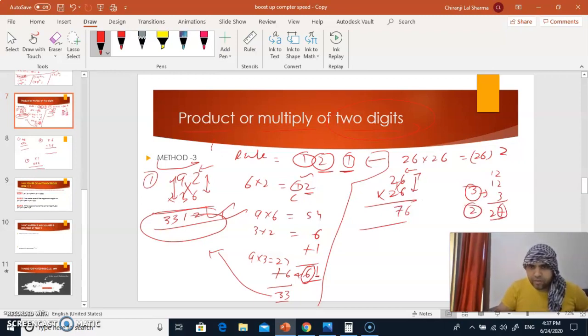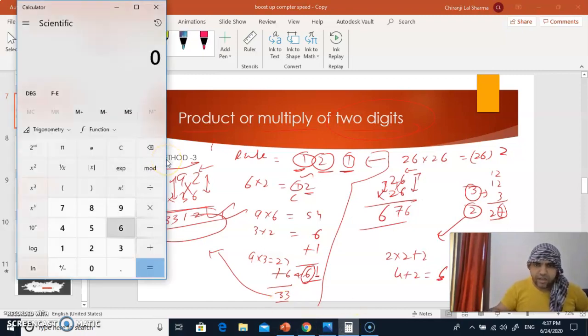Okay, now apply this 1. How you will do? This 2 times 2, and add this carry plus 2. So you will get 4 plus 2 is equals to 6. So you write it 6. So it is 676 is the answer. Let's check quickly. It is 26 times 26. You can see in the calculator it is 676, and our result is same.